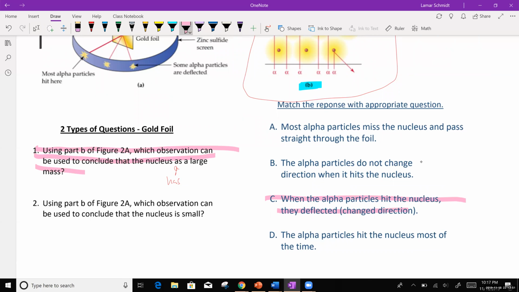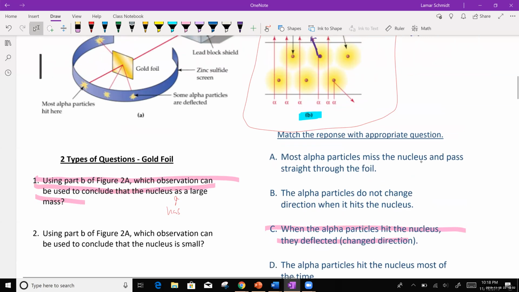Then the next one says, using part B of figure 2A, which observation can be used to conclude that the nucleus is small? Most of the alpha particles miss and pass straight through the foil. They miss the nucleus for a reason: it's because the nucleus is small. So that is our choice there.